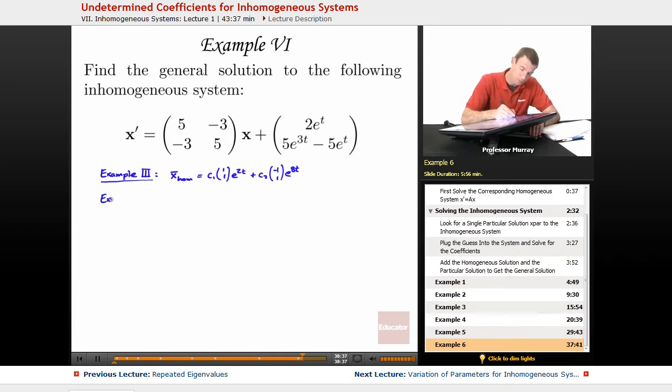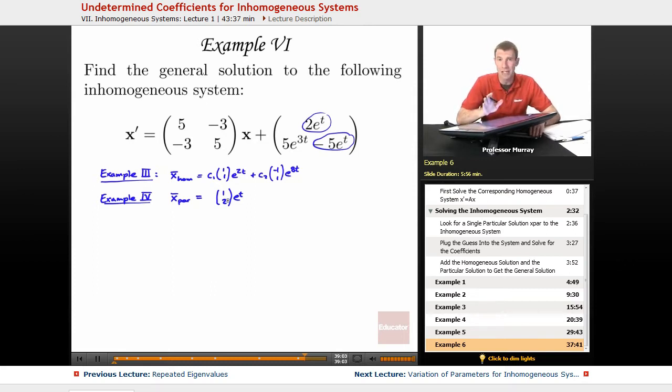In example 4, we focused on the e to the t terms on the right-hand side. We figured out a particular solution that produced those two terms, and that particular solution was 1, 2, e to the t. That was using undetermined coefficients. Very important here, there are no c's in here, no c1, c2, or anything like that, because that's a particular solution. If you change the constants, you're going to be changing the answer and it won't work out.